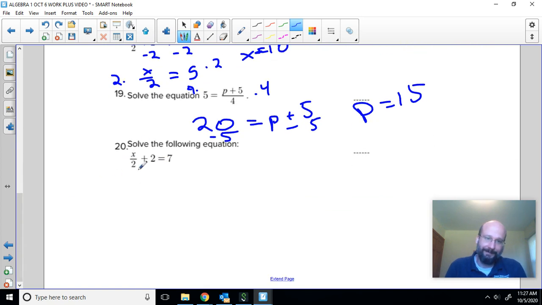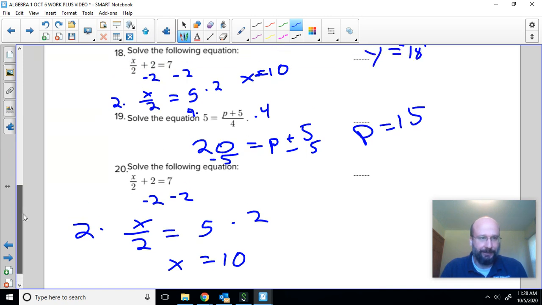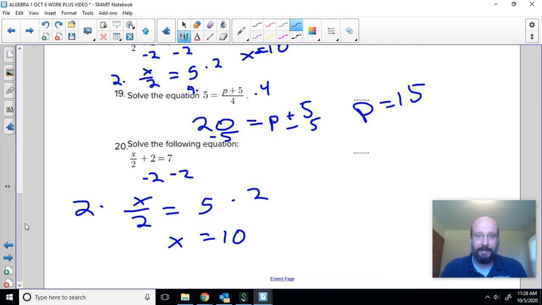So again, I just have plus 2, so I can subtract 2. x over 2 equals 5. And now multiply by 2. x equals 10. I went over that towards the end a little faster than I wanted.